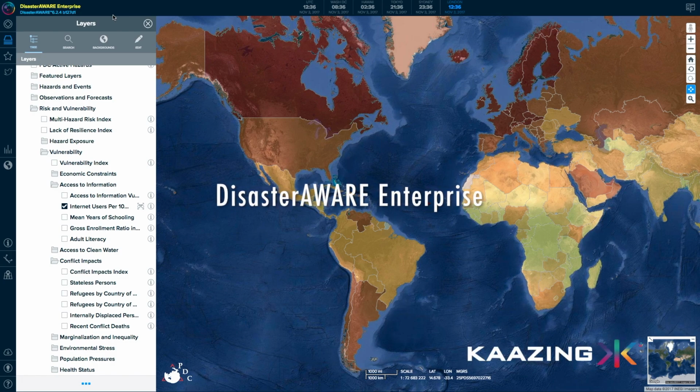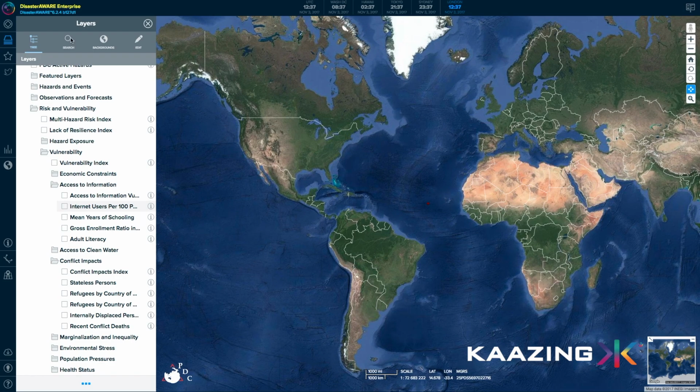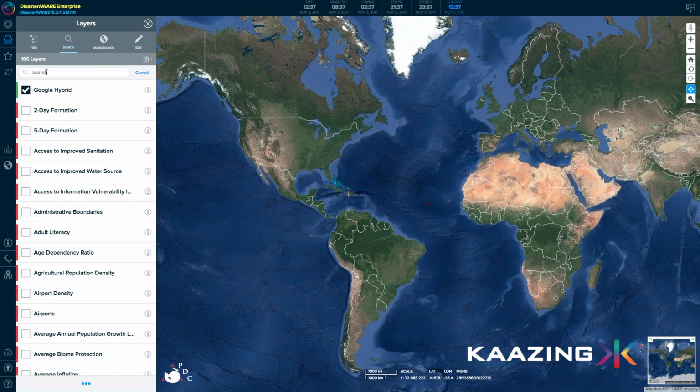DisasterAWARE Enterprise brings together a diverse set of information from many different sources. And this enables you to have deep insight into what is happening in your markets, where your travelers are, where your properties are, and where you might be manufacturing or supplying. So this map, for example, is the number of internet users per 100 head of population, so that we can see here the quality of the network and the reach if you were looking for international expansion of an internet business.